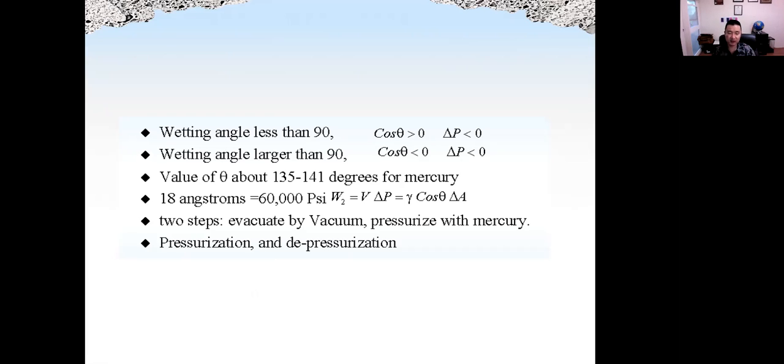So we have a glass container. In the glass container, first of all, we put samples. The sample is oven dried. We put the oven dried sample in the glass container, and then we vacuum the glass container. That's the first step. Then we fill the glass container with mercury, and slowly increase pressure so we can force the mercury into the pores of the sample. We have pressurization steps, and then we slowly reduce pressure. We call that the depressurization step.